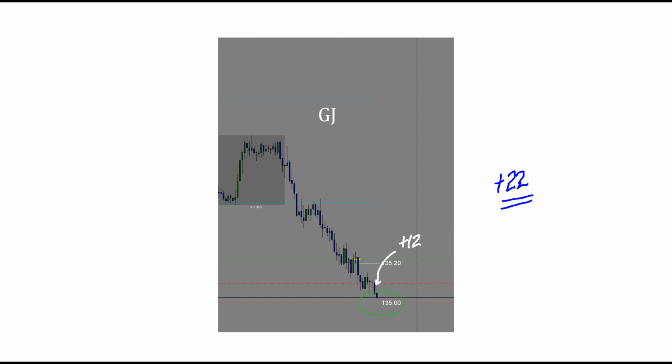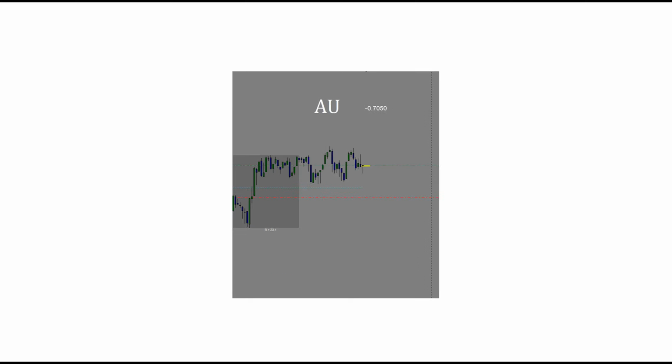Let's go ahead and take a look at the next trade, which was on the Australian dollar, and go ahead and get that one up. The Australian dollar had this nice move overnight, and I was interested in getting long right here. And on the Australian dollar, we use a 10 pip stop. So here's the 10 pip stop down here.